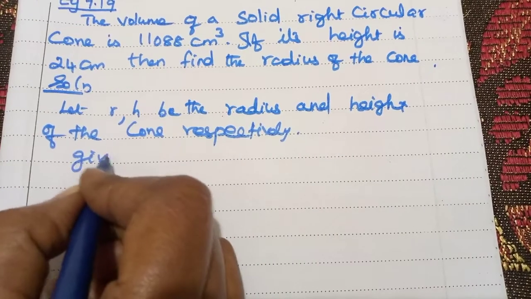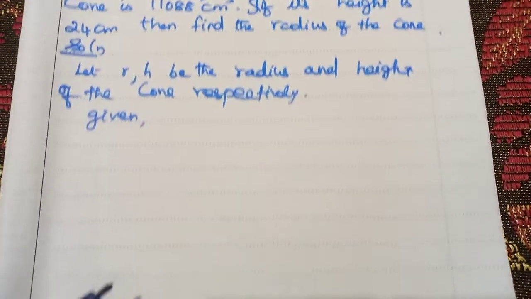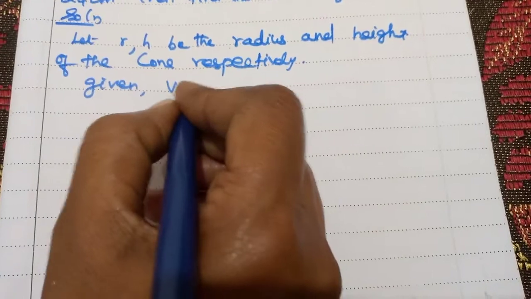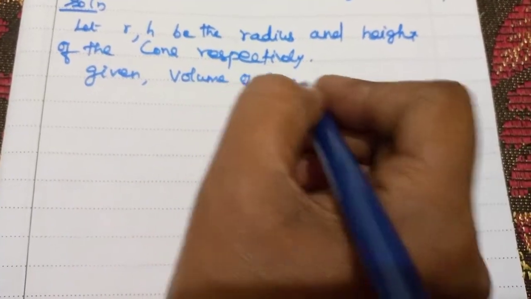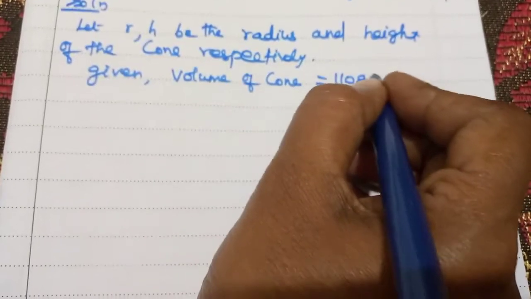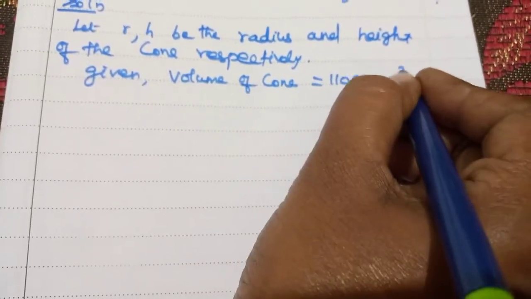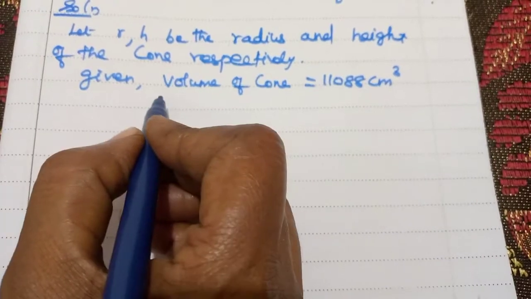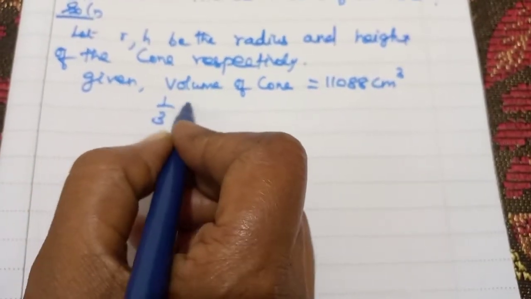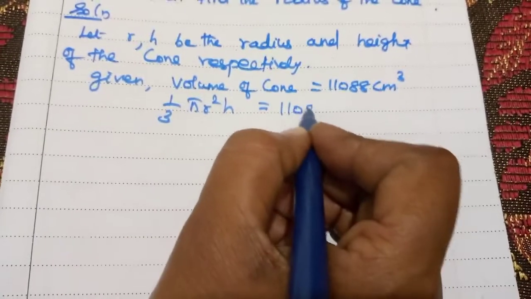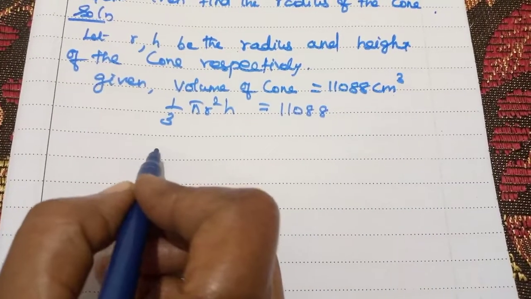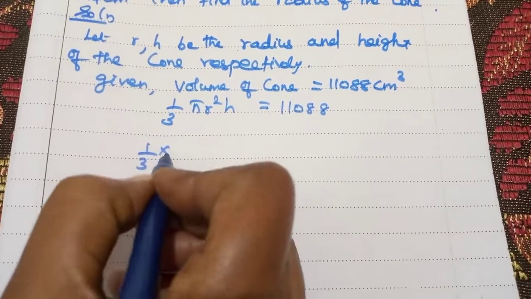Given volume of cone is equal to 11,088 centimeter cube. What is the volume of cone formula? 1 by 3 pi r square h is equal to 11,088. That is 1 by 3 into what is the pi value?